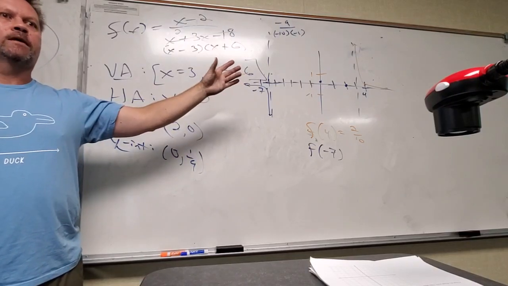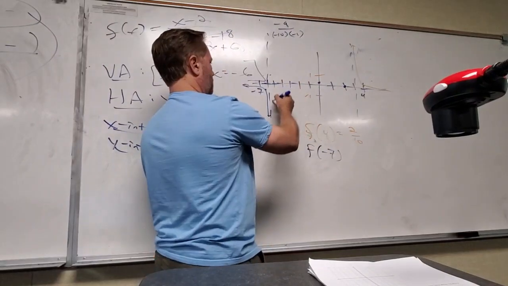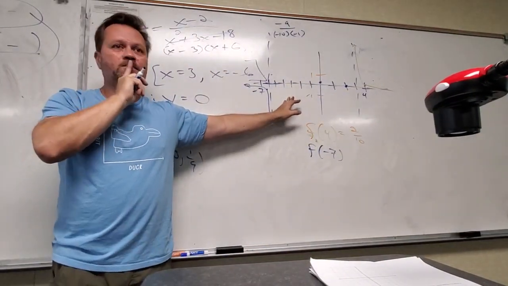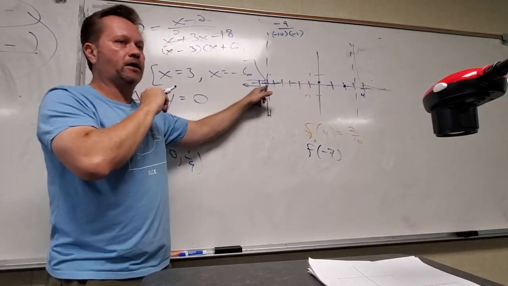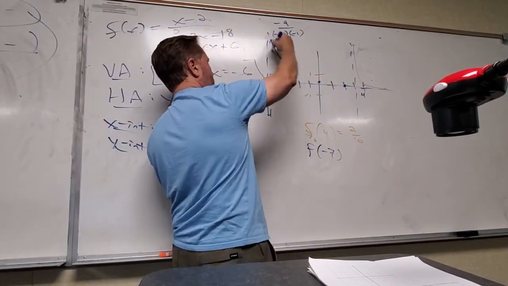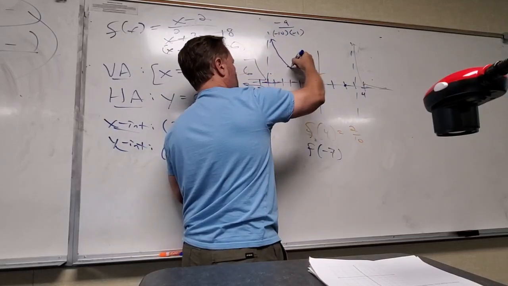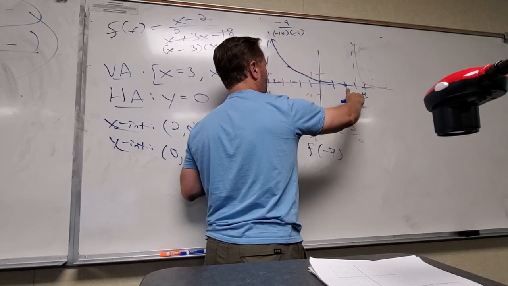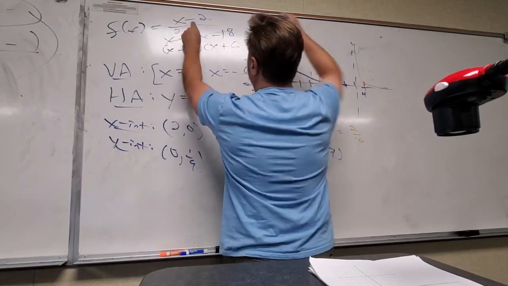Could it go here? No. Does everybody see why not? Because there's no x-intercept back here. So doesn't it have to do this then? It's got to approach that and come over here, and then it goes through. Why does it go through? That's a good question. That's an x-intercept. What's the multiplicity of this?